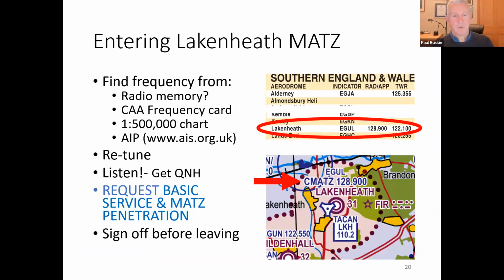Okay, so if we wanted to go into Lakenheath MATS, we can find the frequency from our radio, from the NATS frequency reference card, from the AIP, from the chart. Now look at where it was in the chart. So tune the radio, listen for a while, see who's talking, and then request basic service and MATS penetration. And then before you leave, you need to tell them that you've gone or that you're going.